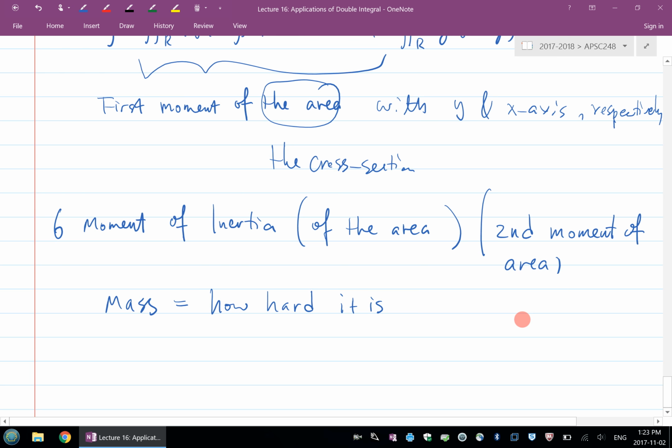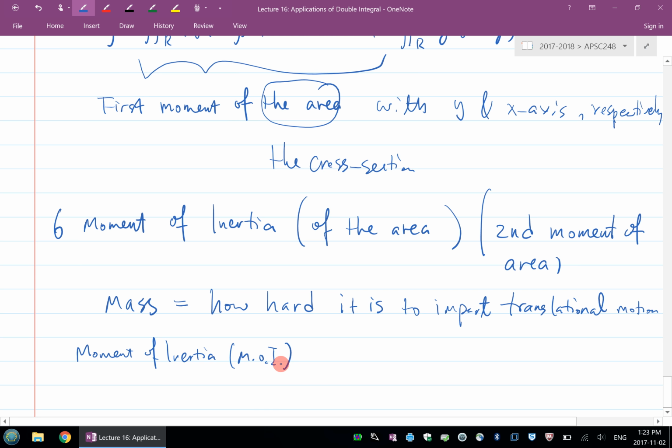And mass is sometimes thought of as a point mass kind of concept. So, how hard it is to impart translational motion. And then this moment of inertia concept, okay, so MOI.